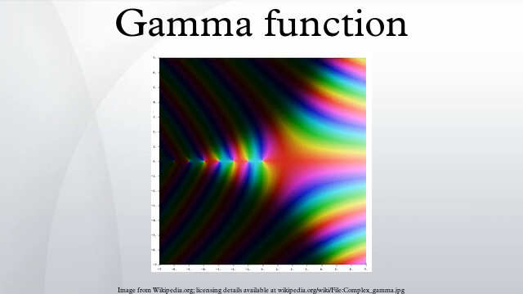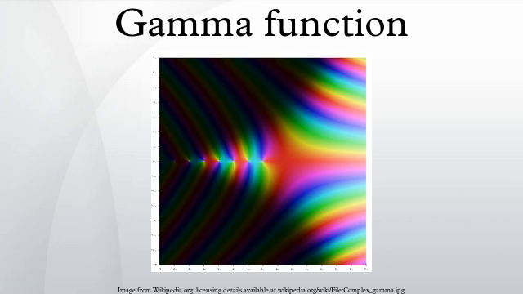For complex numbers with a positive real part, it is defined via a convergent improper integral. This integral function is extended by analytic continuation to all complex numbers except the non-positive integers, yielding the meromorphic function we call the gamma function.